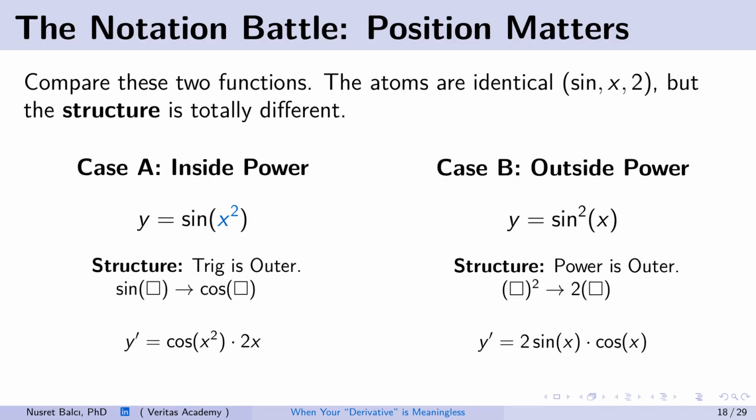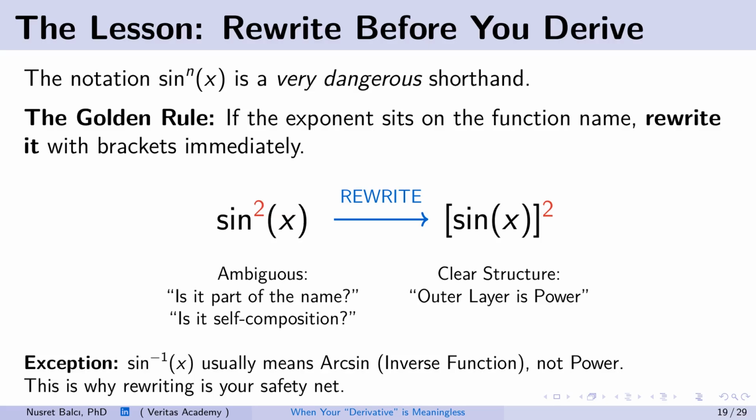Case A gives us cosine times 2x. Case B gives us 2 sine times cosine. The position of that little number 2 changes the entire chain reaction. The golden rule is, if you see an exponent on the function name, rewrite it with brackets immediately. It is the only way to remain safe. Well, every rule comes with its exception, and this rule is no exception. See the slide for the caveat.